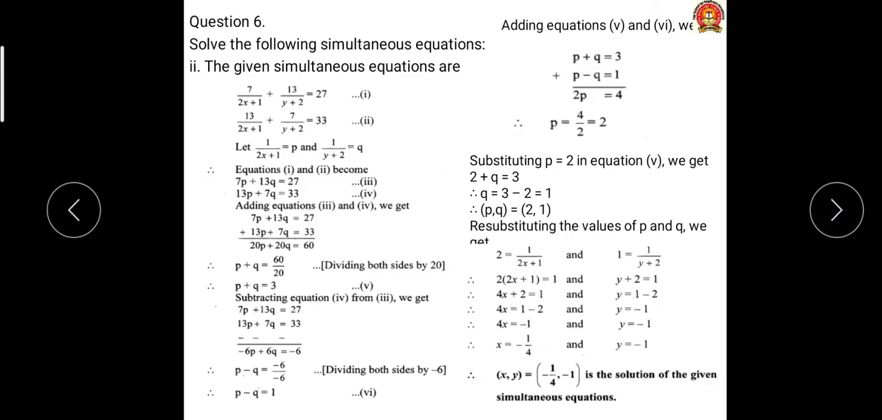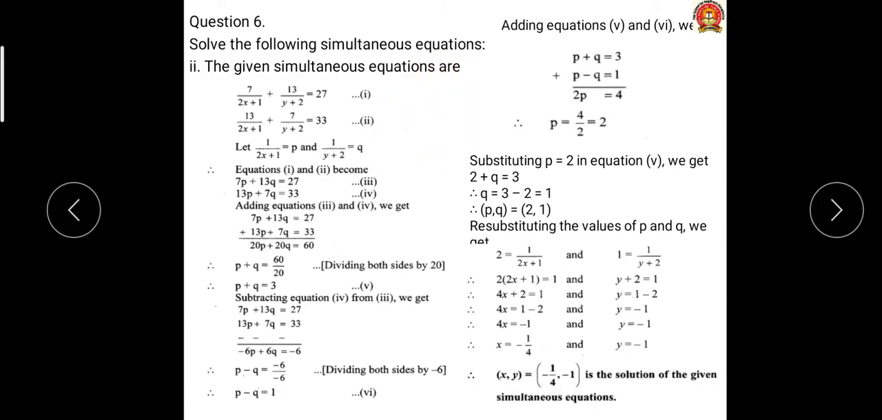Again, this is a simultaneous equation we have to solve. Here it is not mentioned which method to use. So you can use elimination, substitution, Cramer's rule, or the graphical method. But definitely, listen student, if a simple question asks, don't use the graphical method. Only if the graphical method is mentioned, then you have to solve the simultaneous equation by the graphical method. Now students see: 7 by (2x plus 1) plus 13 by (y plus 2) is equal to 27. And the second equation is 13 upon (2x plus 1) plus 7 by (y plus 2) is equal to 33.